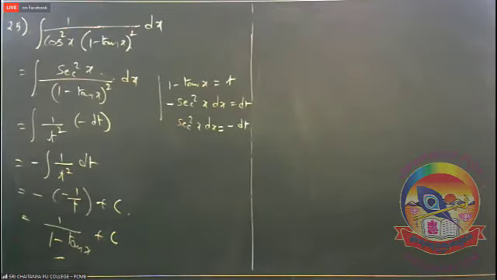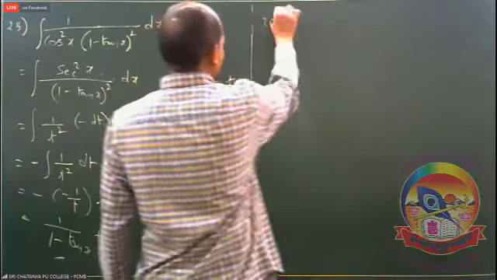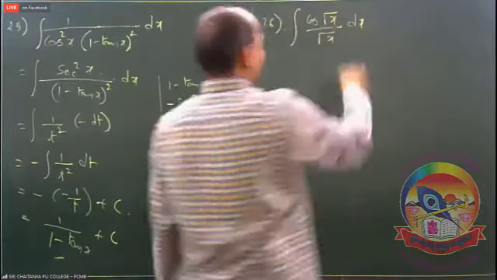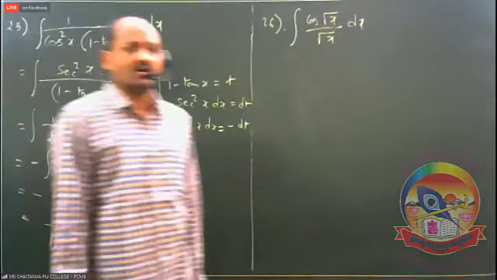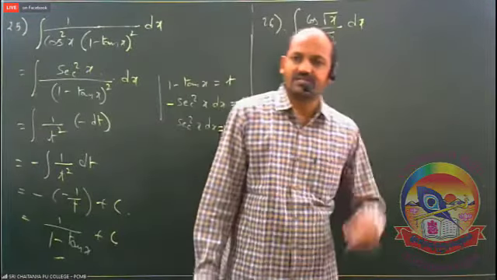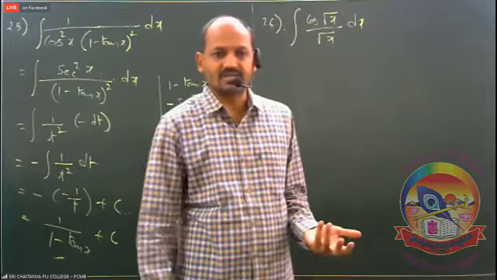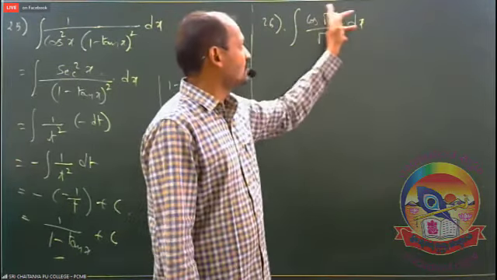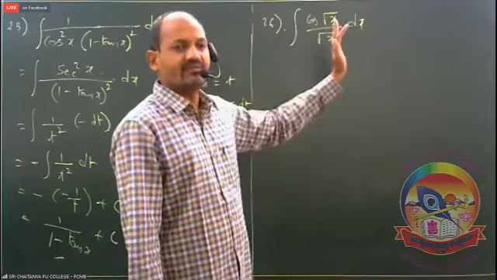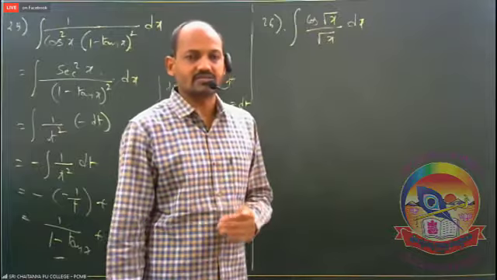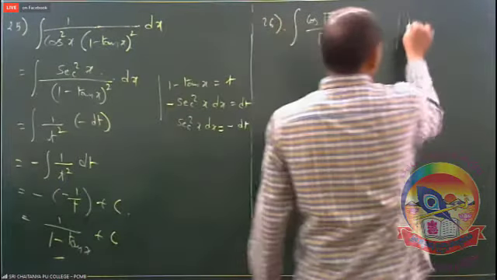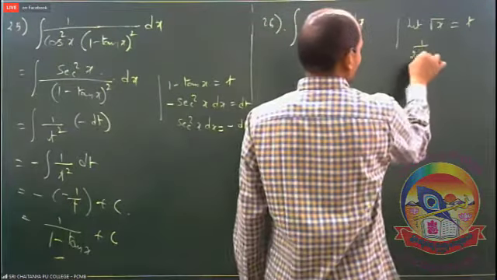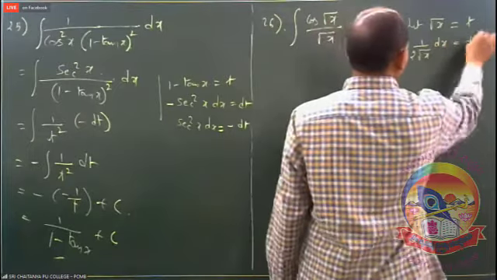Next, the 26th one. Integral of cos root x divided by root x whole dx. Here which term should we consider as t? For example, cos root x as t: the derivative of cos is a minus sine, and there is no minus sine here. So this root x is what we have to consider as t. Derivative of root x is 1 by 2 root x. Okay? So let root x be equal to t. Derivative of root x, that is 1 by 2 root x dx, is equal to dt.